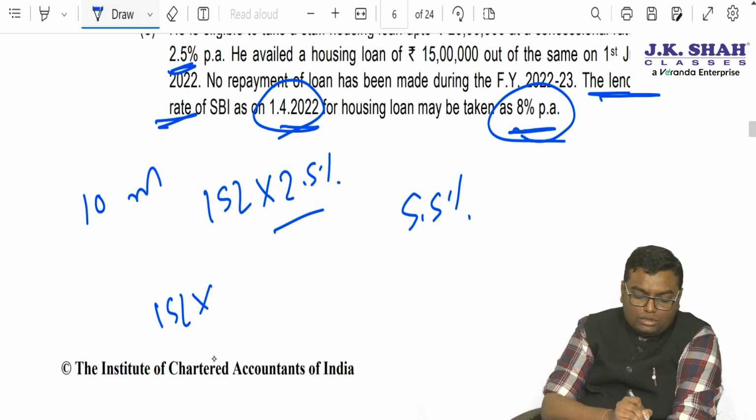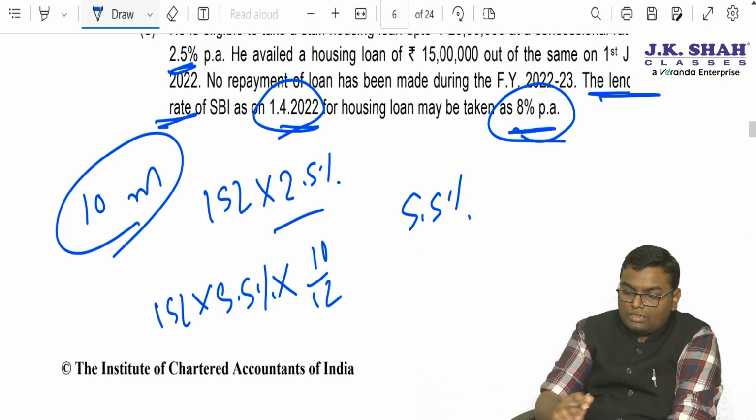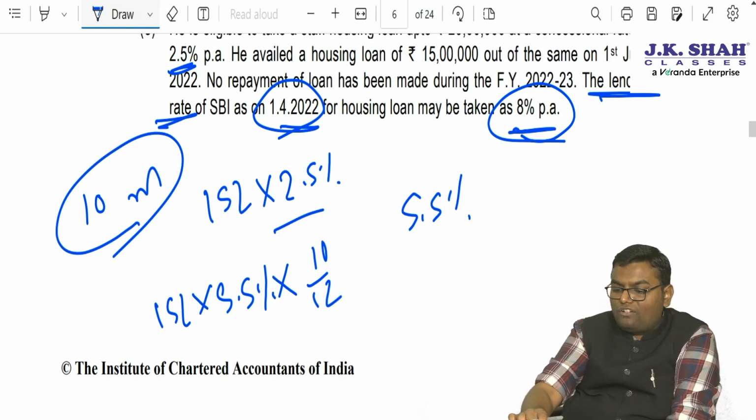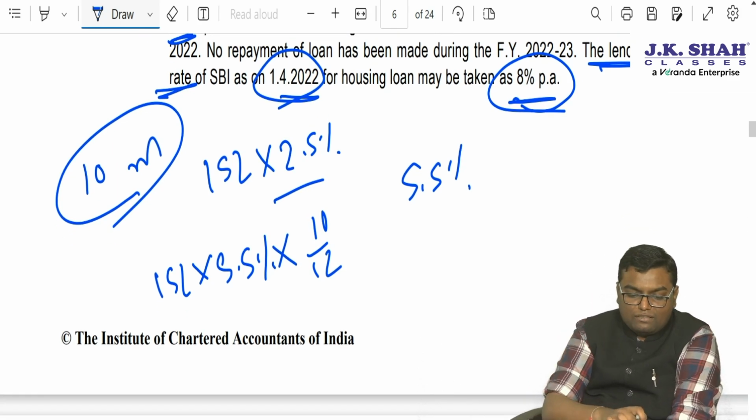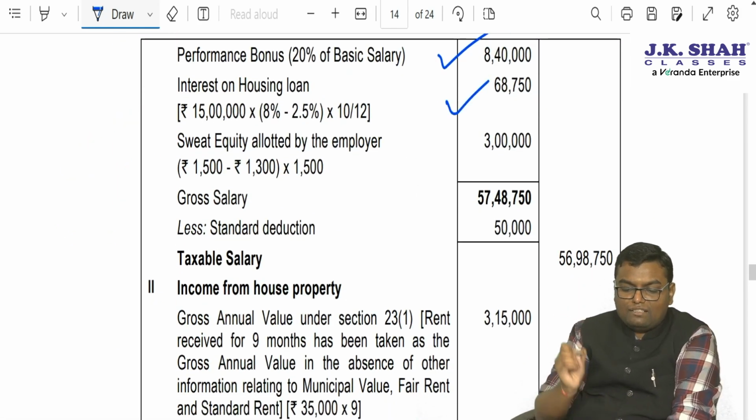15 lakh rupees of loan, benefit at the rate of 5.5%, and the benefit only for 10 months. So, 15 lakh into 5.5% into 10 divided by 12. What will be the perquisite? 6875C.